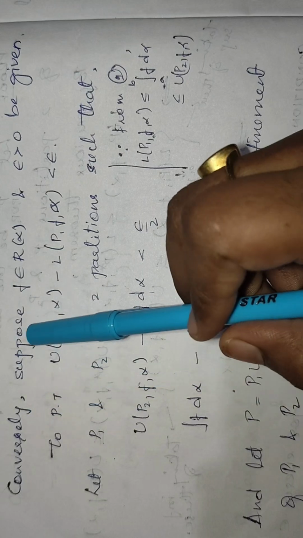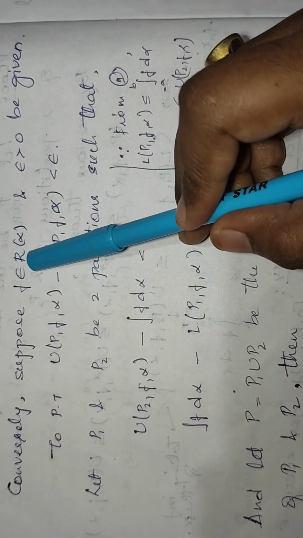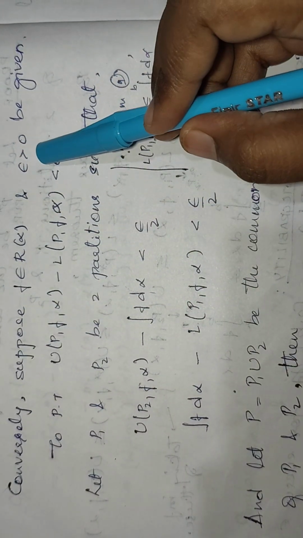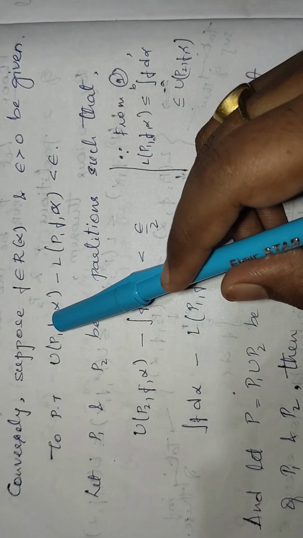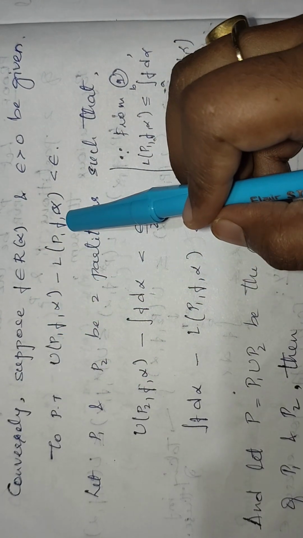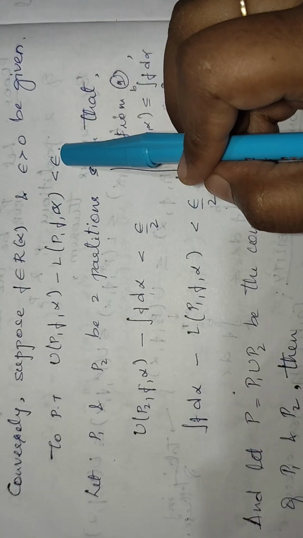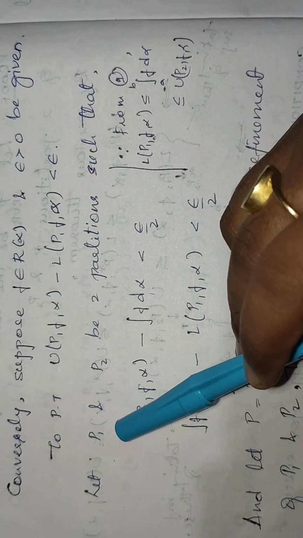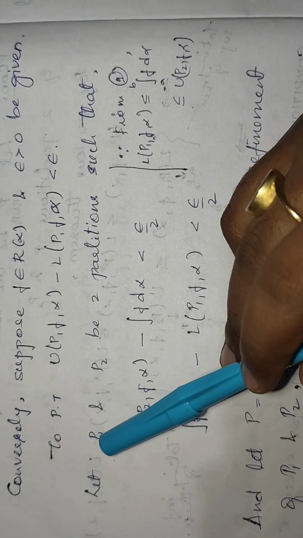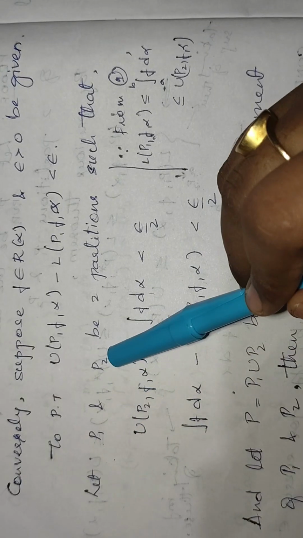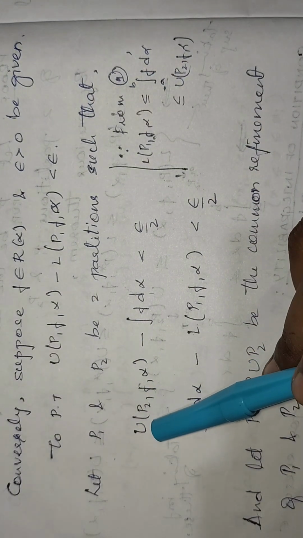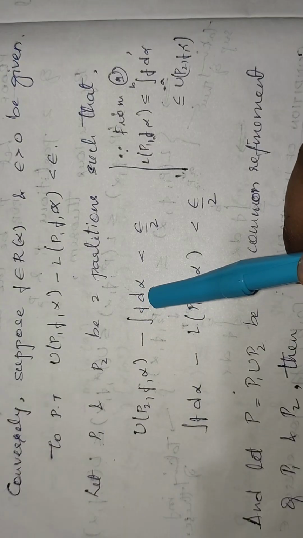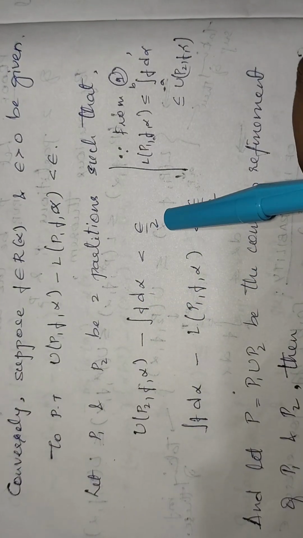Conversely, suppose f belongs to R of alpha and epsilon greater than 0 be given. Now we need to prove that the difference between upper sum and lower sum is less than epsilon. Okay, and for this, let's consider two partitions P1 and P2 such that the difference between U of P2, f, alpha and integral a to b f d alpha is less than epsilon by 2.